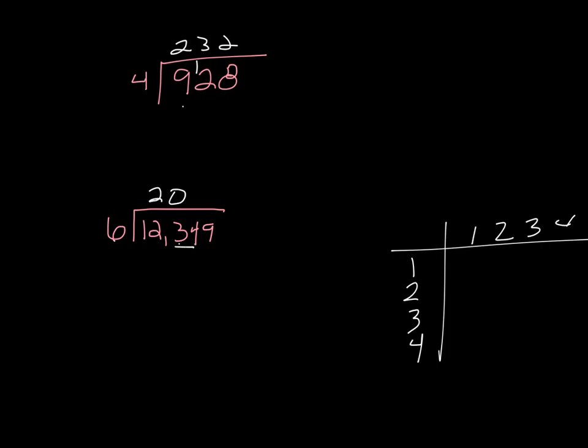Now we're going into 34. 6 goes into 34 5 times. We're left with 4. So now we're going 6 into 49. 6 goes into 49 8 times, which is 48. So you have a remainder of 1, or 1 over 6, which reduces down to 1/3.